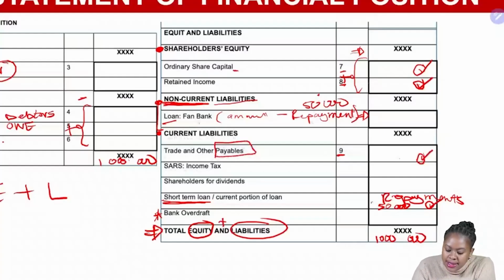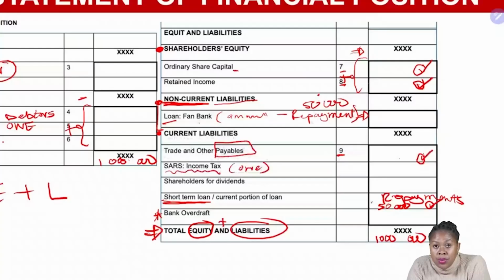Then we've got our SARS income tax. Now, our SARS income tax is what we still owe. So if the examiner gives us information with regards to our income tax and says that a particular amount is still owed, right? Then we will put that amount under our current liabilities. We can either put it separately like this, or it's also acceptable if you add the SARS income tax to your payables note. Okay.